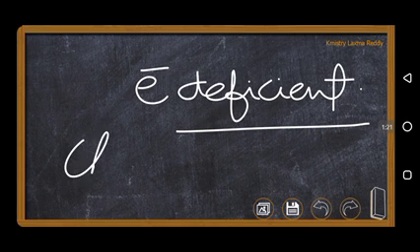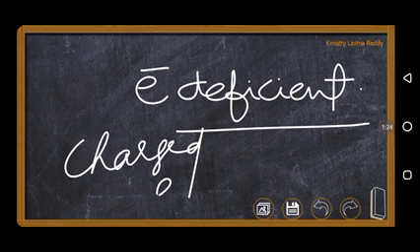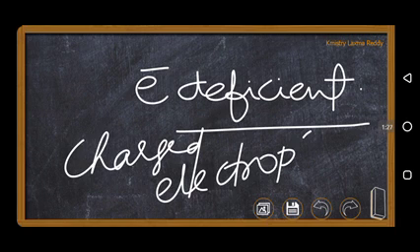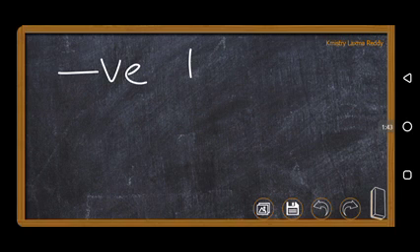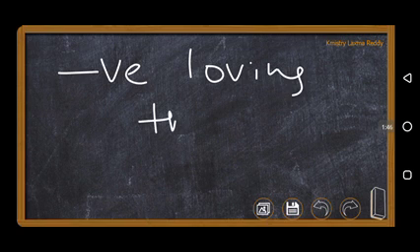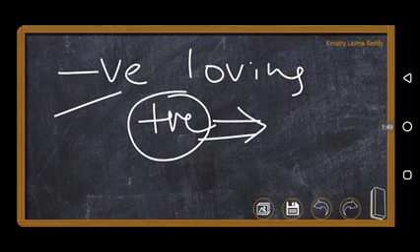So these you can call charged electrophiles. The meaning of electrophile is electron loving: electro means electron, phile means loving. Electron loving groups means negative charge loving groups, and negative loving will generally be positive. So carbocations have a positive charge, so they are negative loving, that means electrophiles. Electrophiles generally have positive charge. There are some neutral electrophiles also, we'll discuss that later. Here we are discussing carbocations.